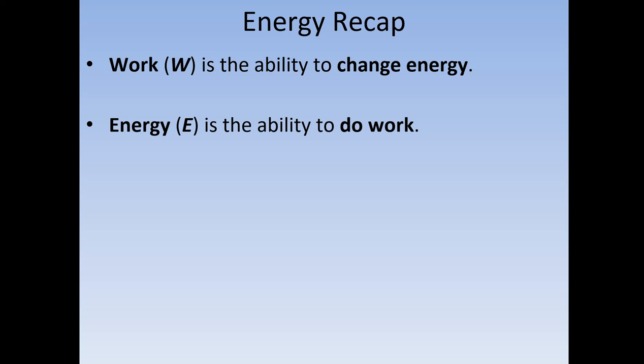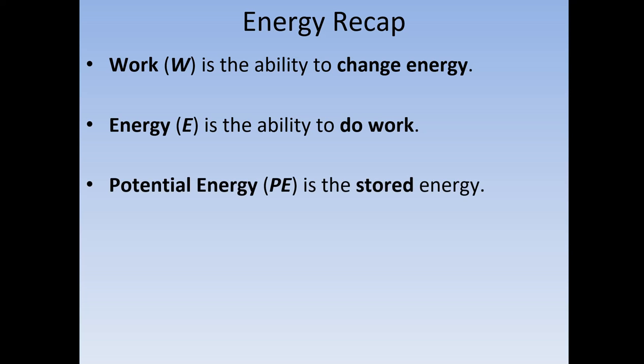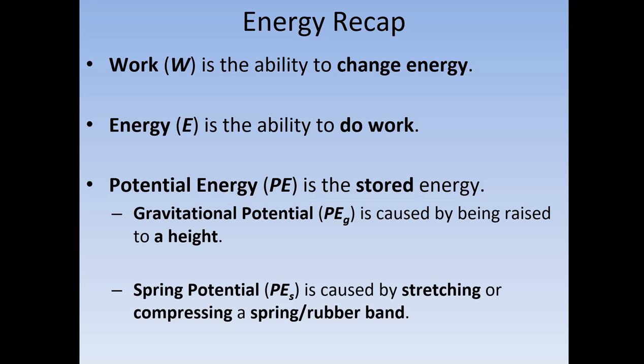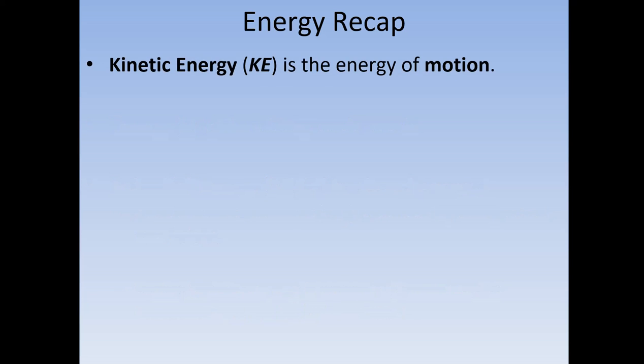Energy is actually defined as the ability to do work. It's a kind of a cyclical definition. Potential energy, you've probably heard, is defined as stored energy. Now, there's two different types of potential energy. There's gravitational potential, which is usually caused by raising an object to some height. And then there's spring potential, which is caused by either stretching or compressing something that's rubbery, like a spring or a rubber band. Then there's also kinetic energy, which is usually defined as the energy of motion. If the object's moving, it's got kinetic energy.